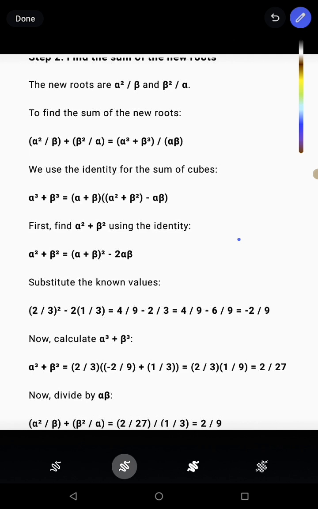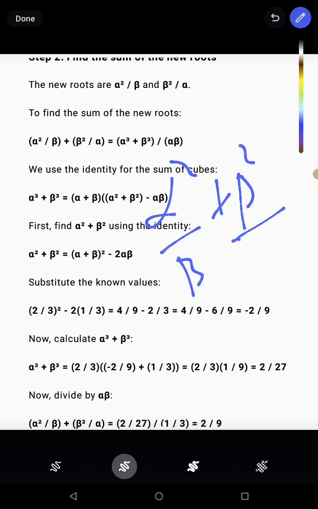This new root too, we are going to take the what? The sum and the product. Simple. So that's what we do. The sum of this, how do we do that? That will be alpha square over beta plus beta square over alpha.